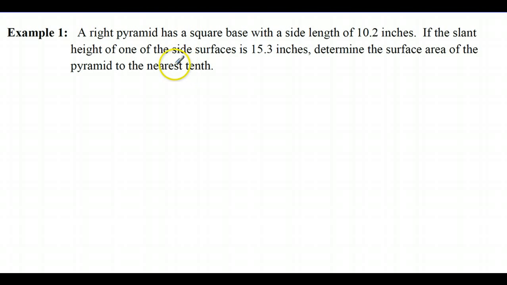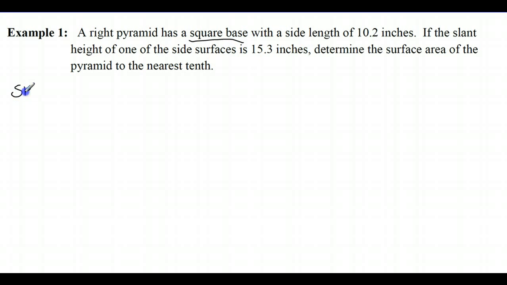Example 1, a right pyramid has a square base. This makes life a little bit easier, since with a square base we will have the same slant height on all 4 faces. If the slant height of one of the side surfaces is 15.3 inches, then actually they are all 15.3 inches. Determine the surface area of the pyramid to the nearest tenth.